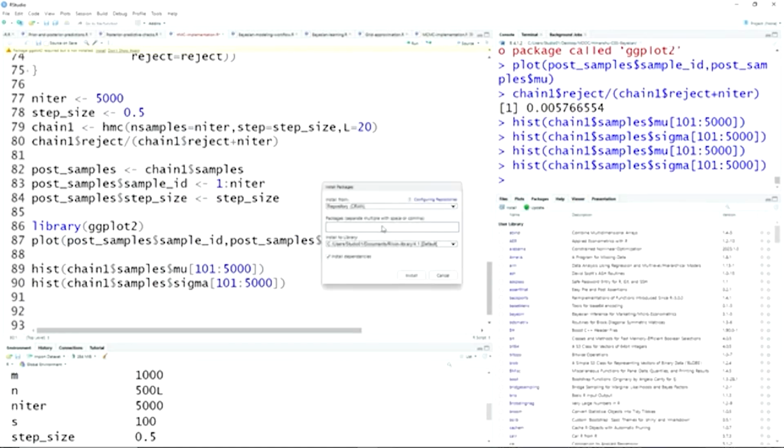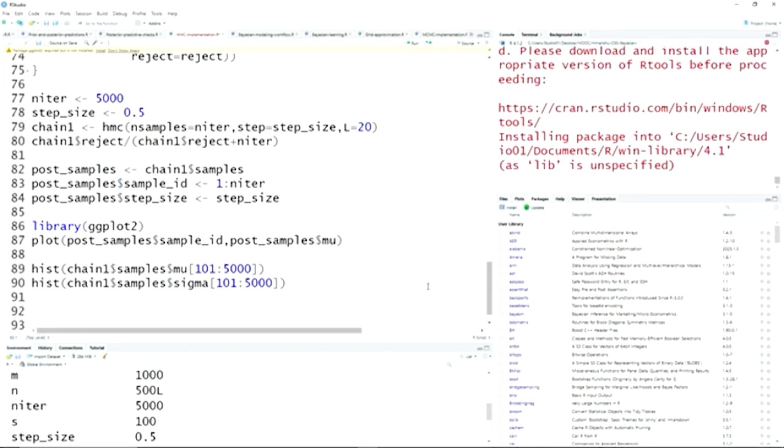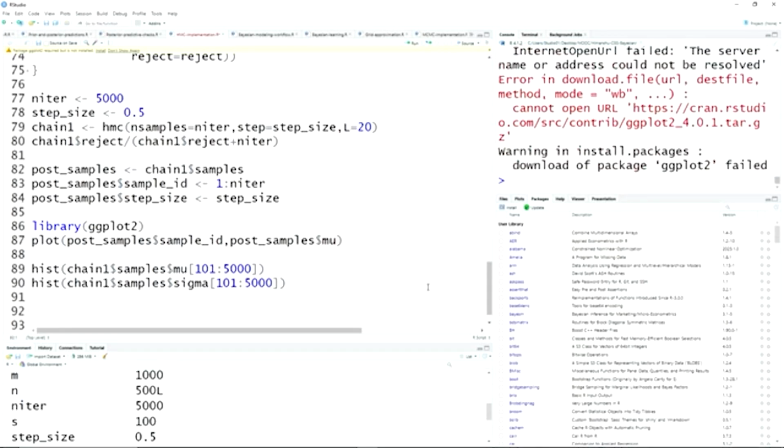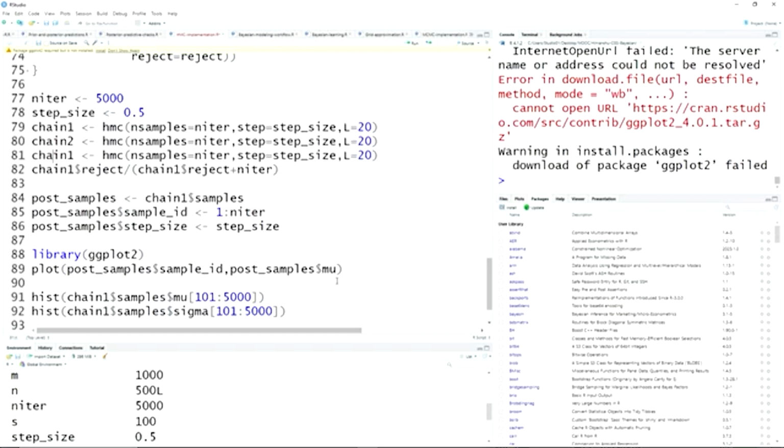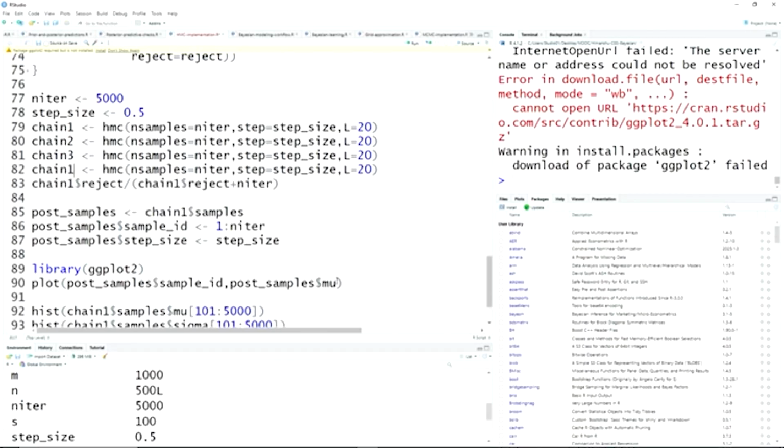Let us see the effect of the step size parameter in the same way as we did for MCMC sampling. So we can generate multiple chains, single chain, but multiple chains. Let's say this was chain 1. Let me generate chain 2. Then chain 3. Chain 4.